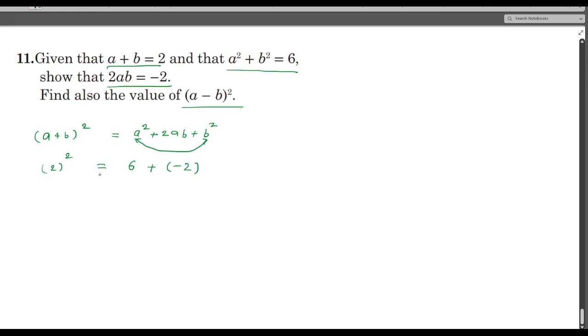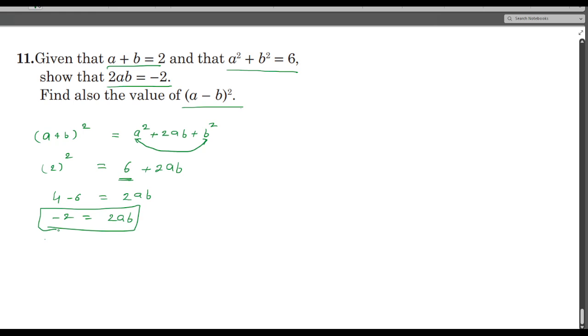What I am doing, I have to show that 2ab is -2. Okay, so a square plus b square is given 6, so I will write 6 here plus 2ab. Now 2 square is what? 4. I will move this plus 6 here, it is -6 is equals to 2ab. So the value of 2ab, we get 4 minus 6 is equals to 2ab, so the value of 2ab is what? -2.